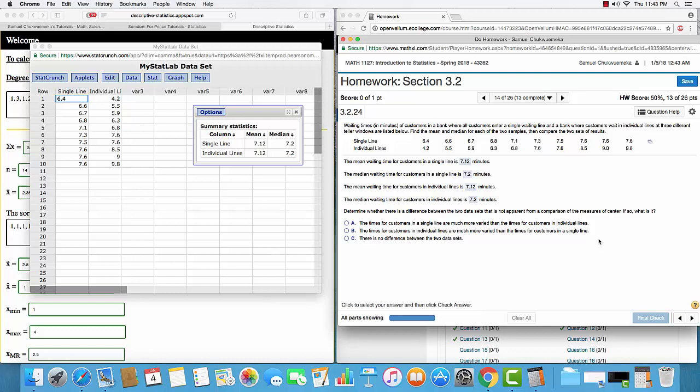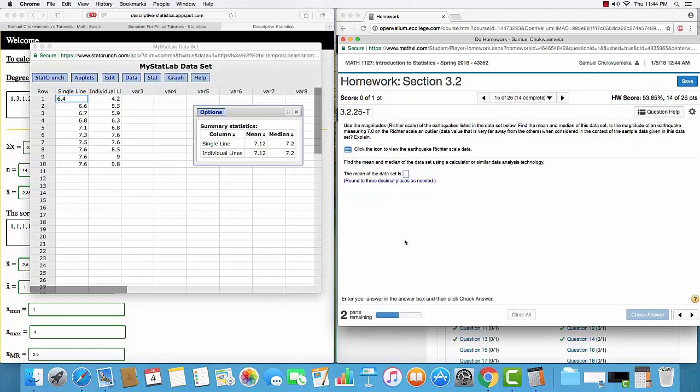We look at individual lines. We have 4.2 here, and we have 9.8. So if you look at this, the range for the single line is small. There's more variation in individual lines. The range for the single line is very small when you compare with the individual lines. So the correct option would be B. Question 15.